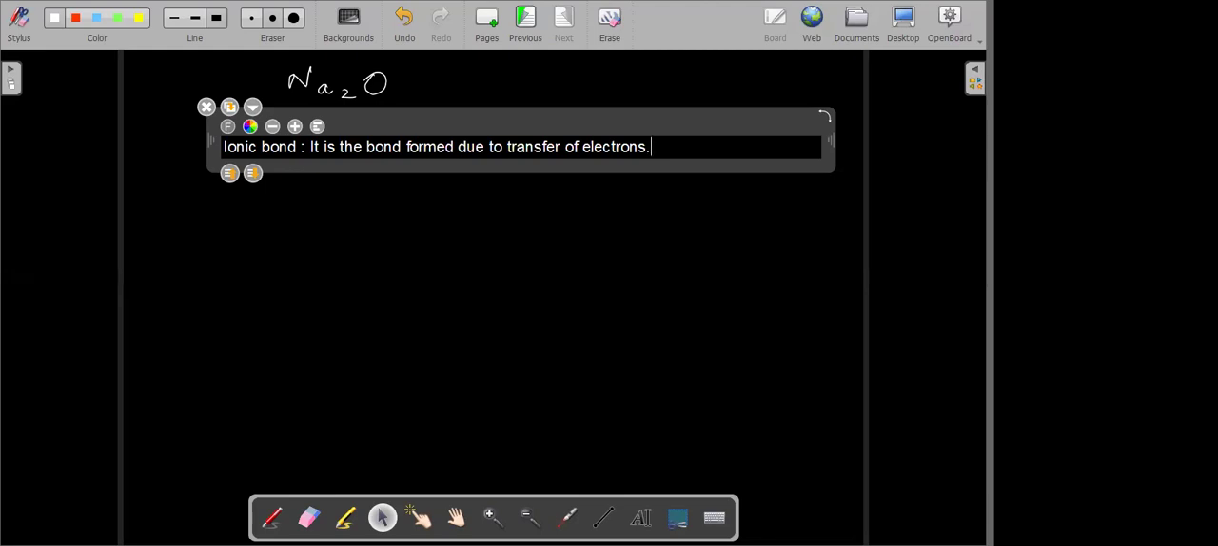Yeah, very good, Siddharth. I like that Siddharth has turned on his camera. It shows your presence, that you are present here in the class.